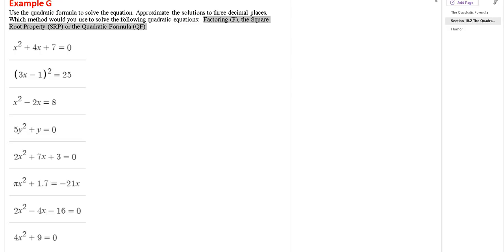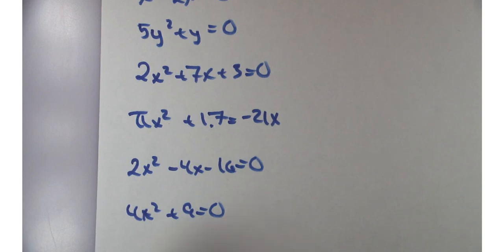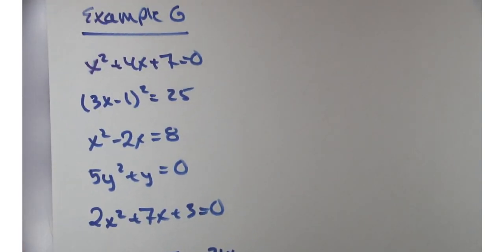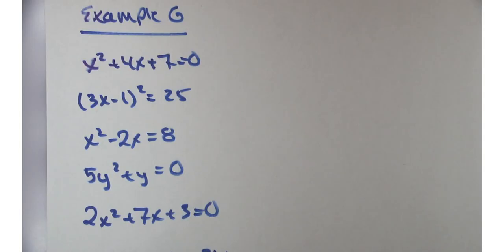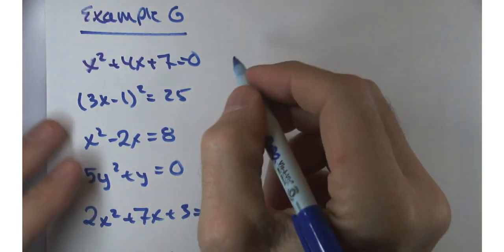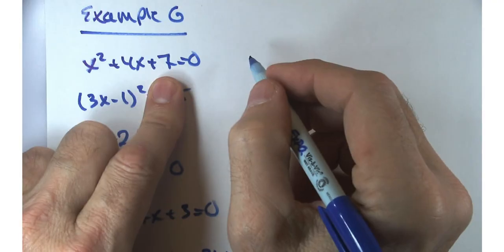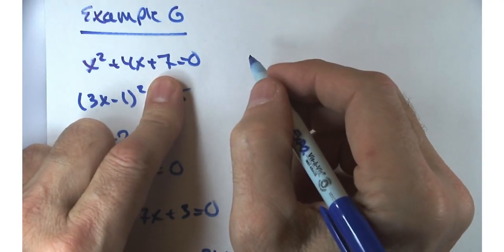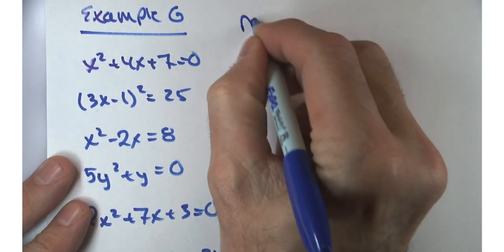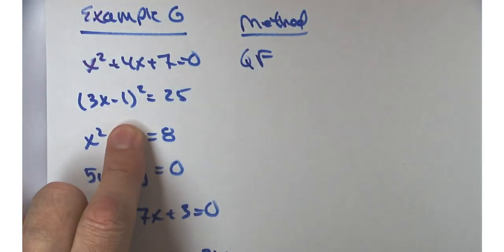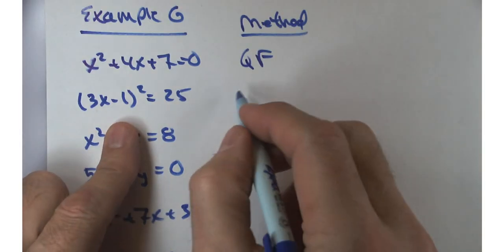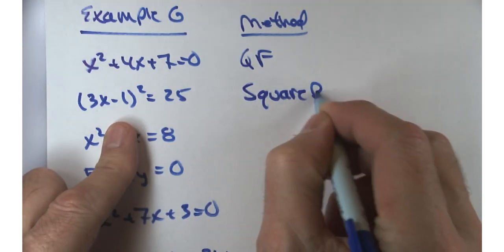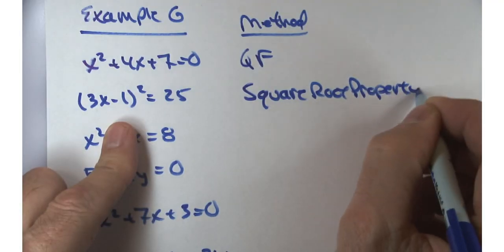Let me share with you my thoughts on these. All right, so you can go back to your seats here. And let me share with you what I would think about these. I think the first one, we're all in agreement, right? Does this factor? No. If it doesn't factor, it doesn't look like it's lined up to do as a square root property, so what would I do? Quadratic formula. How about this one? What you got on that one? Square root property. Absolutely. How about this one?